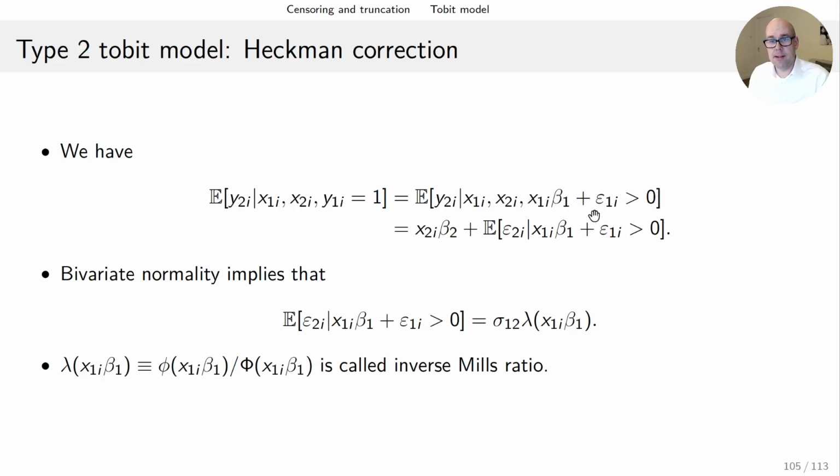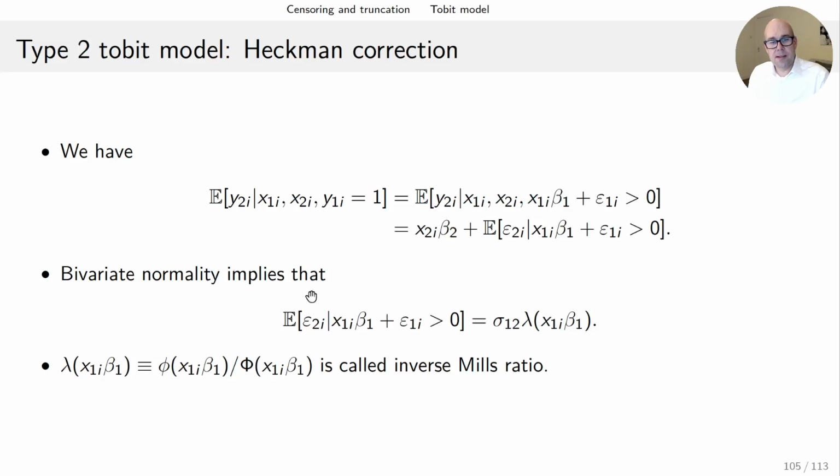An observation is not censored if x1i beta 1 plus epsilon 1i is positive. So I can just rewrite it like this. This is the first equality. And the second equality then substitutes in the functional form for y2i. So given x2i, this is going to be x2i beta 2 plus the expectation of epsilon 2i given that the observation is not censored. And here comes the big insight that Heckman had.